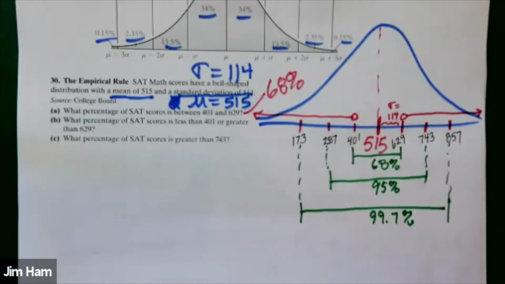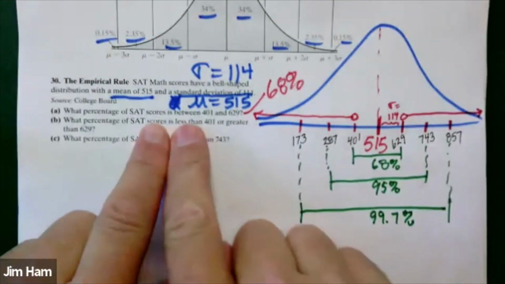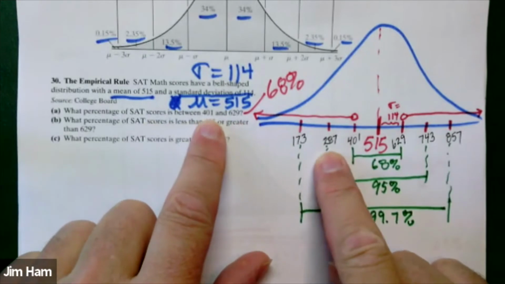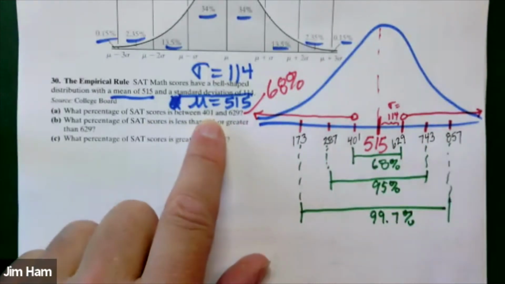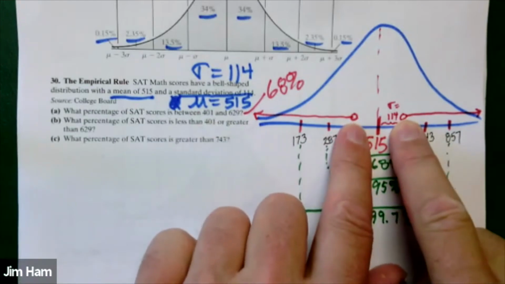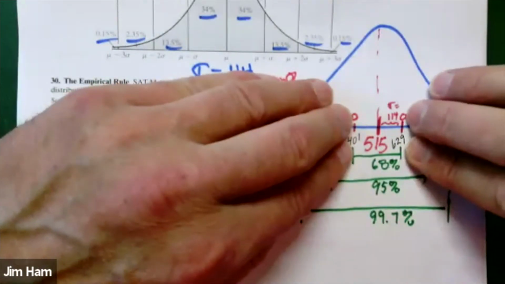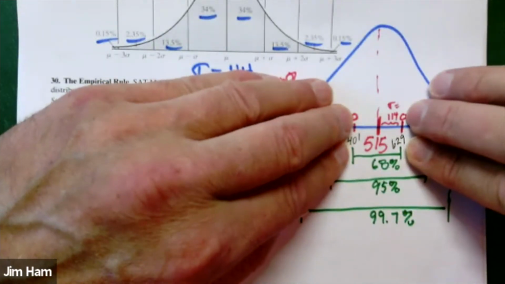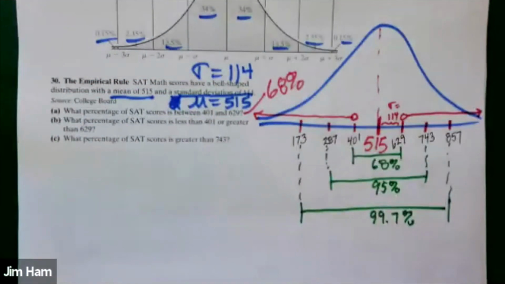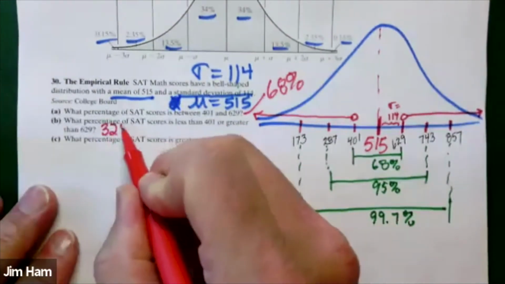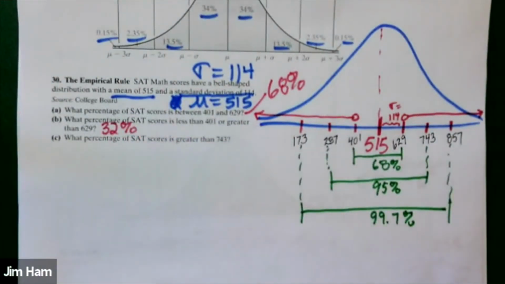Okay, good. The most popular answer is 32. If they ask you if these two numbers here were like part A and said between 287 and 743, then you would answer 95%. But they want to know this and this, and it's exactly the complement of the middle 68%. So if the middle is 68% and the whole thing has to add up to 100%, then yes, you're correct, 32%. So use the fact that there's 100% of the data underneath the entire curve.